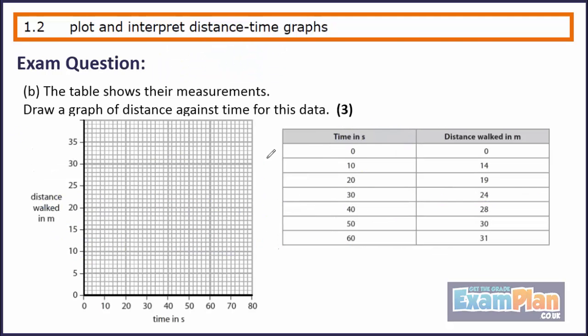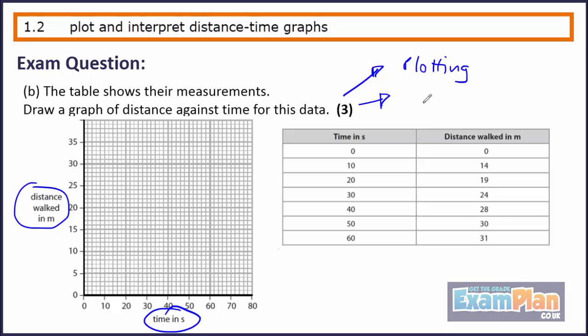Next part of the question. The table below shows their measurements. Draw a graph of distance against time for this data. Okay, so if we look at the graph that we're given and the axes, we can see that they're already labelled and already have units. So the 3 marks for this question must be for plotting the points correctly and drawing a line of best fit.